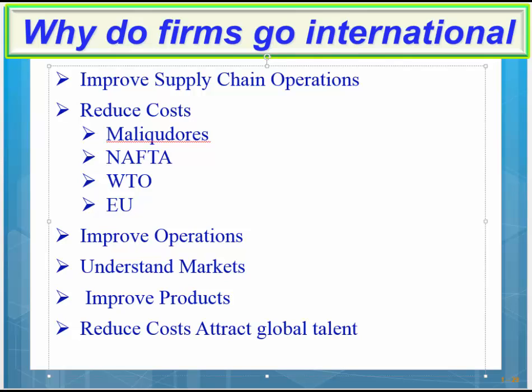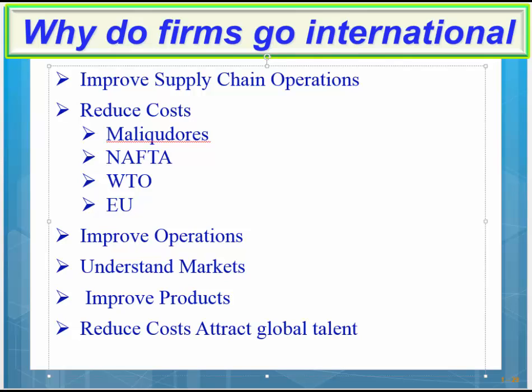Now, the next thing is to understand markets. And so if we have these international operations with foreign customers, it's better if we locate there, because then we can understand their market a little bit better. It also reduces the response time for us. We can change our product to work with what they want much quicker. And it expands the product life cycle because it enables us to stay a little longer in the various phases of the product life cycle.